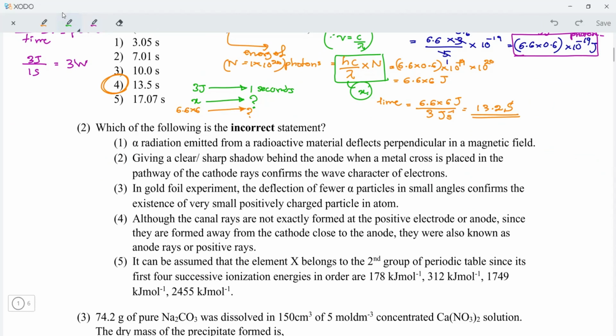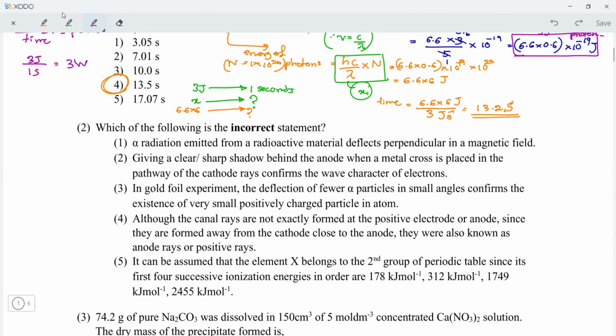So this is our second question. Which of the following is an incorrect statement? Alpha radiation emitted from a radioactive material deflects perpendicular in a magnetic field. So here's the point. Okay, if any material has a charge, let's say positive or negative, whatever, right? Alpha particle, maybe beta particle or proton, electron, whatever, they will deflect in electric and magnetic fields. Okay, so deflect means they will change their pathway.